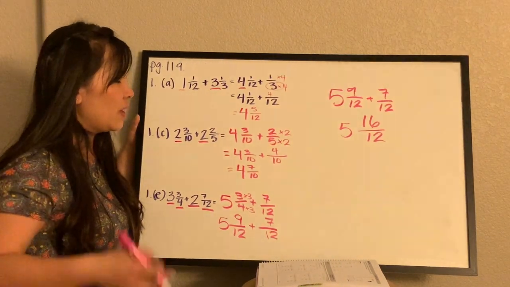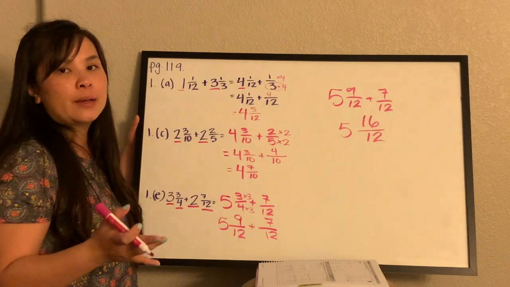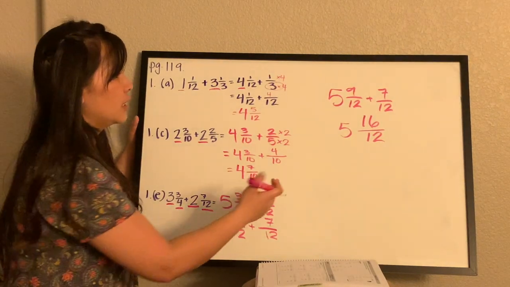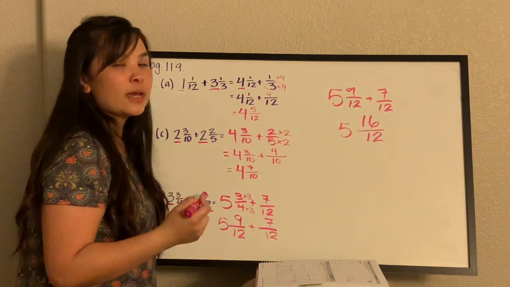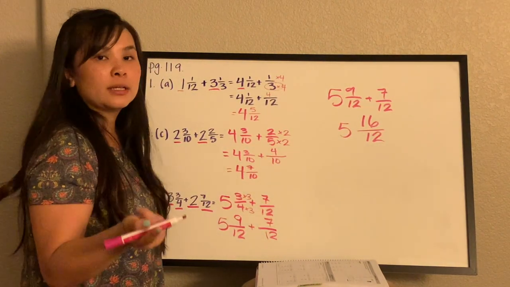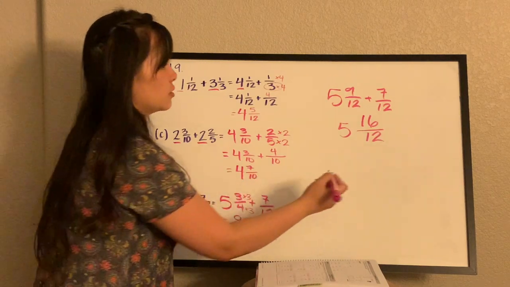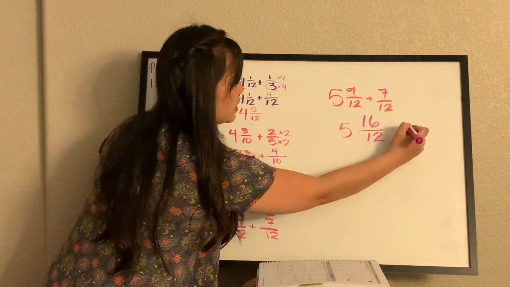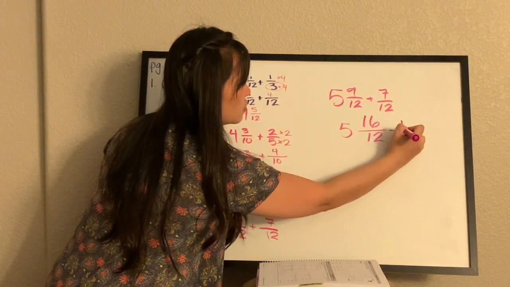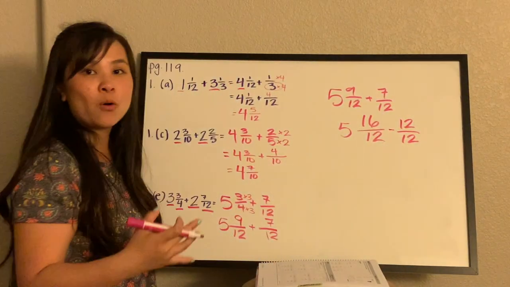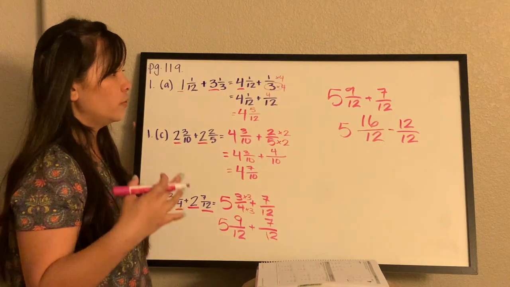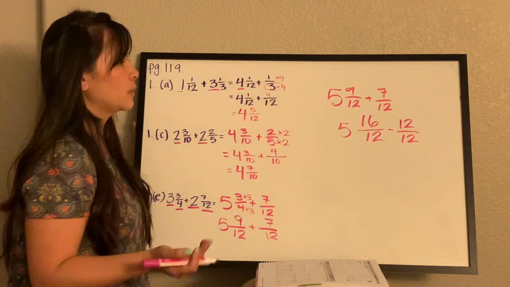So now we know that we have to change this 16 over 12. There is a whole number in there. There's at least one whole, right? So we're going to take this and we're going to subtract 12 over 12, right? Because that is a whole right there. 12 over 12 is one whole.